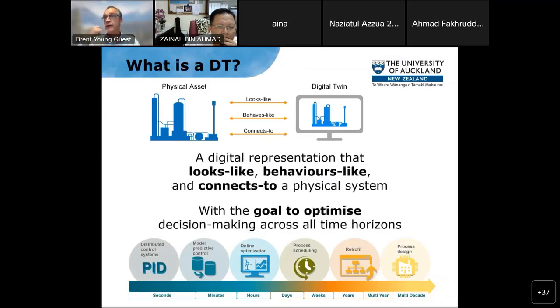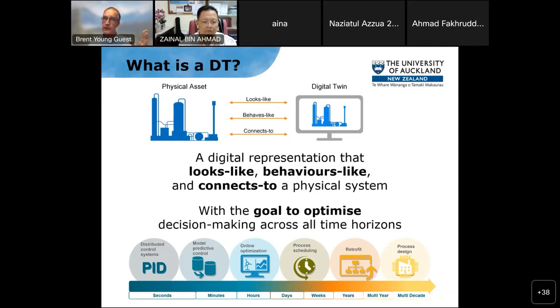What is a digital twin? So this is our definition. A digital twin is twinned with a physical asset. In our case, being process control, that is typically a process plant. That digital representation looks like, behaves like, and connects to that system. The idea is that we want to optimize, or control if you prefer, decision making across all time horizons.